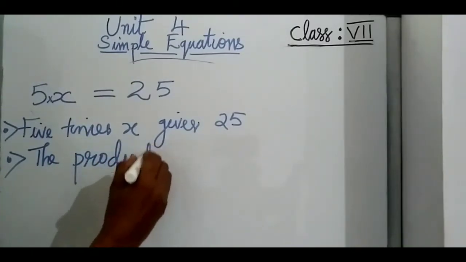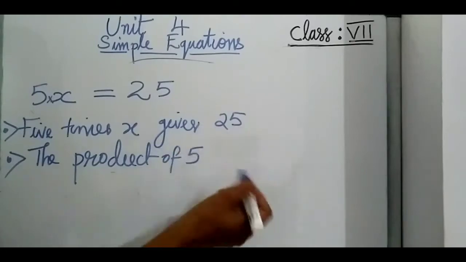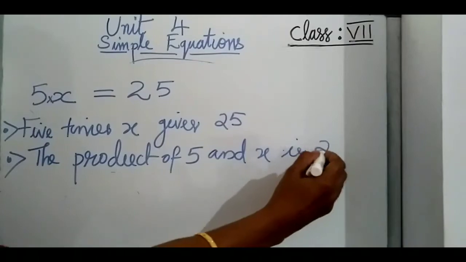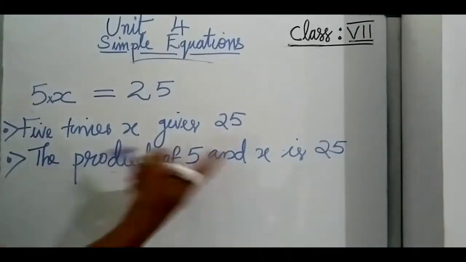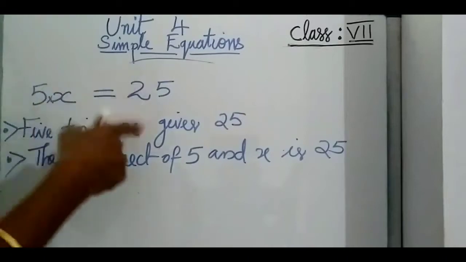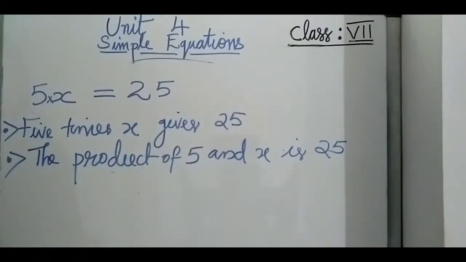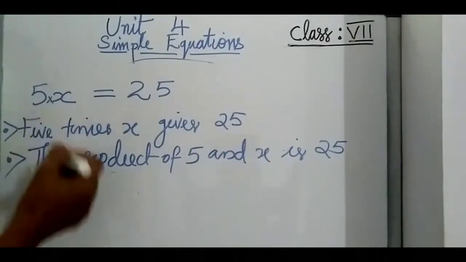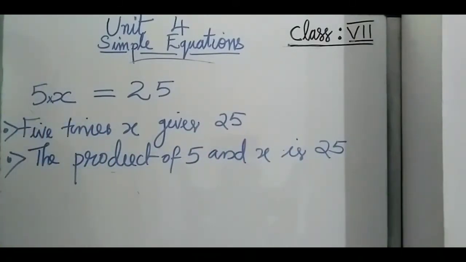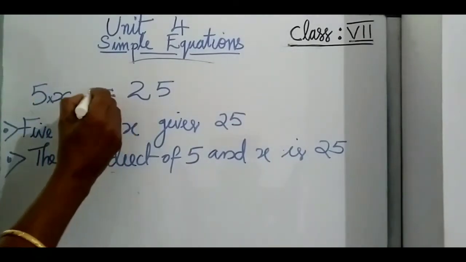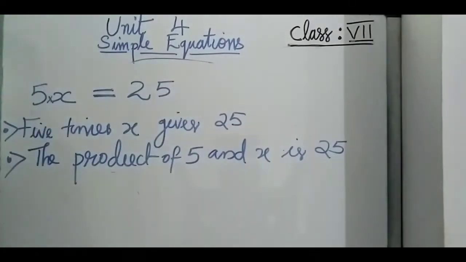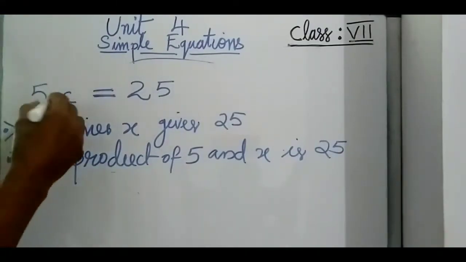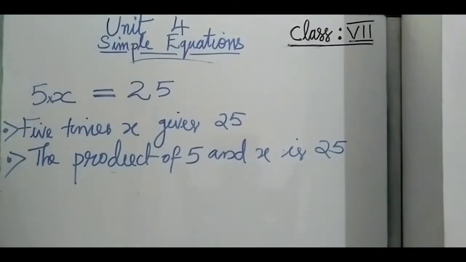The product of 5 and x, or x and 5, is 25. This is also correct: here 5 times x gives 25. Another answer: the product of 5 and x is also 25. Both statement forms are correct. So, if we know the equation, we know the statement form. If we know the statement form, we know how to write the equation.